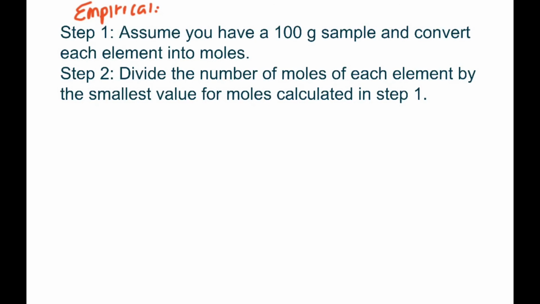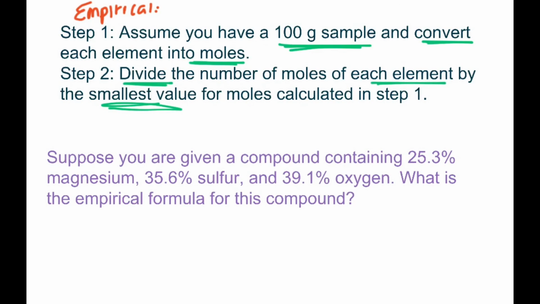There are 2 basic steps necessary to find the empirical formula for each compound. Step 1 is assume you have a 100-gram sample and convert each element into moles. Then you will divide the number of moles of each element by the smallest value for moles calculated in step 1. To practice this, suppose you are given a compound containing 25.3% magnesium, 35.6% sulfur, and 39.1% oxygen. What is the empirical formula for this compound?